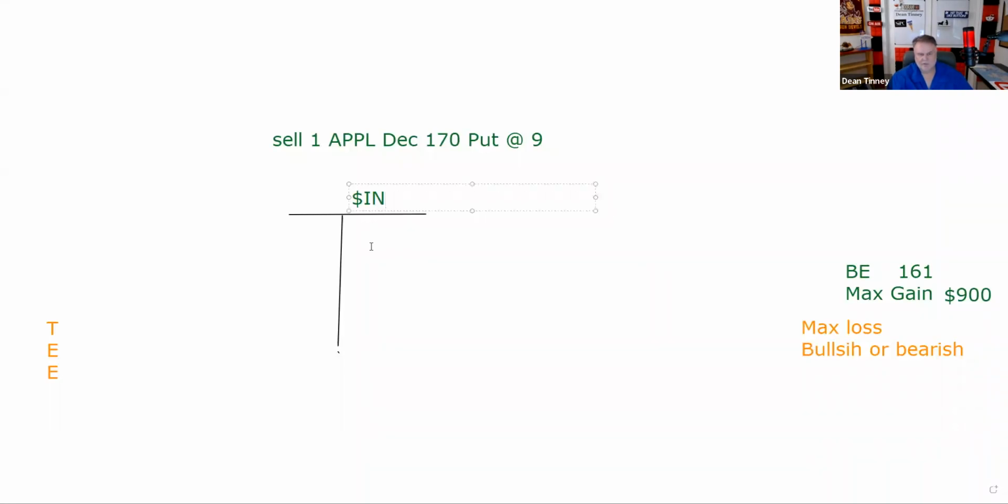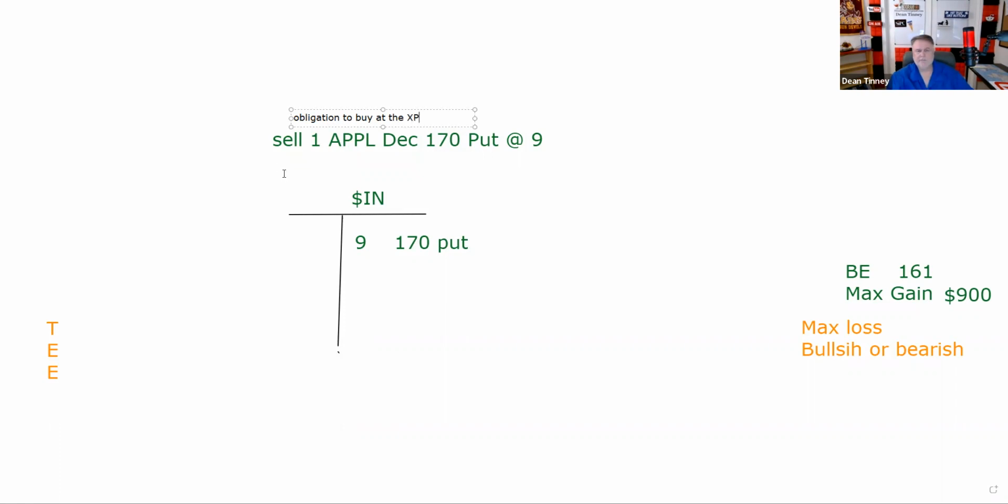So your point, you were correct. We got 9 points here. We want this to expire. And that was a 170 put. But we might decide that we want to offset our obligation to buy at 170 with a choice to sell.